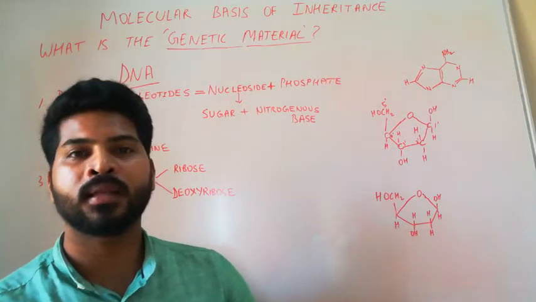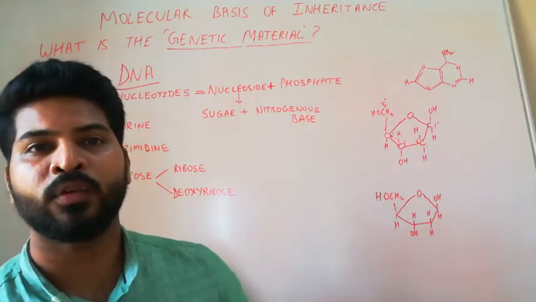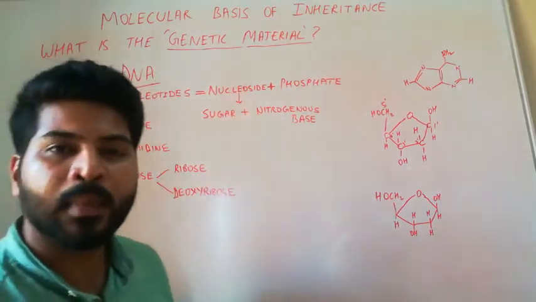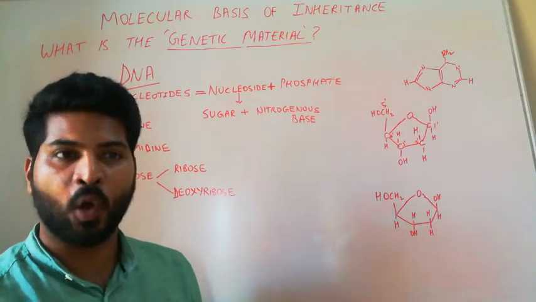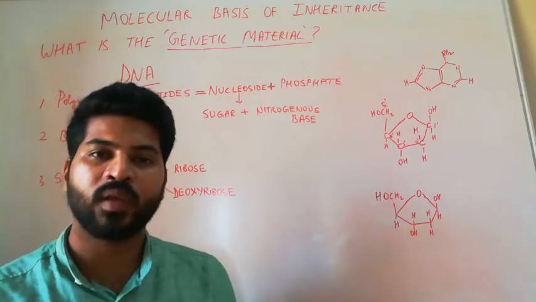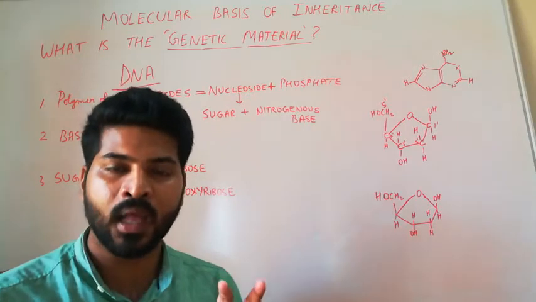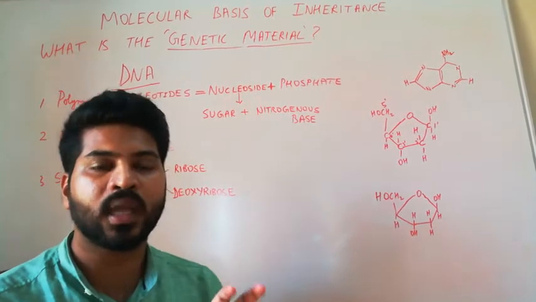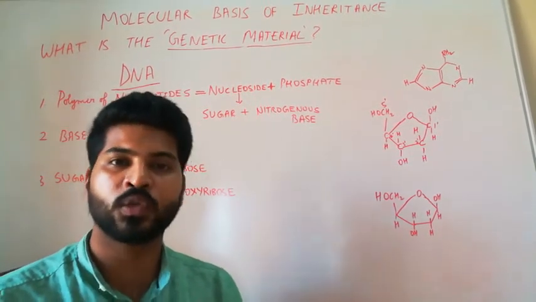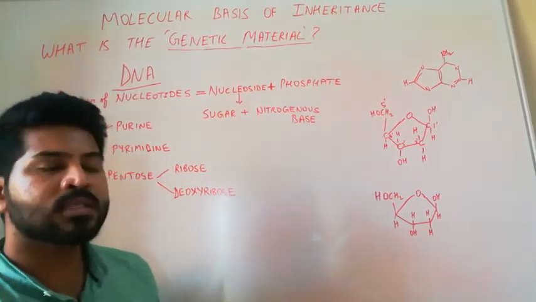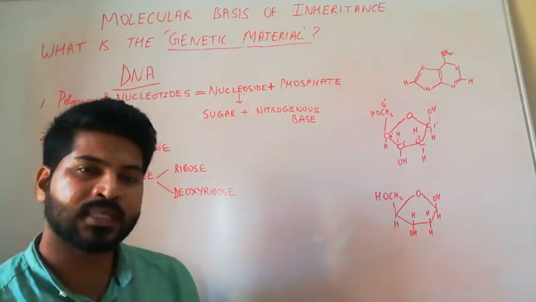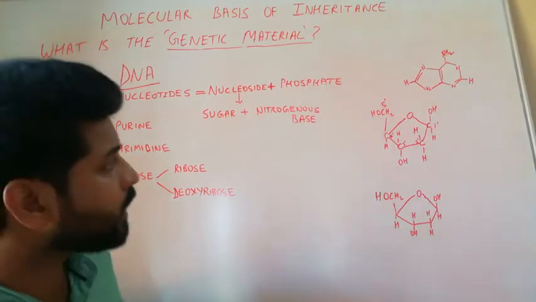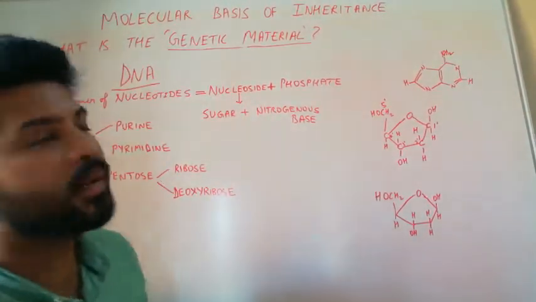Welcome back. In the previous session, we have found out that DNA is the genetic material in most of the organisms. In this session, we will be discussing in detail about the chemical structure of the deoxyribonucleic acid molecule, and also we will be discussing how this DNA is packed inside the nucleus. Let us begin with the structure of the DNA.